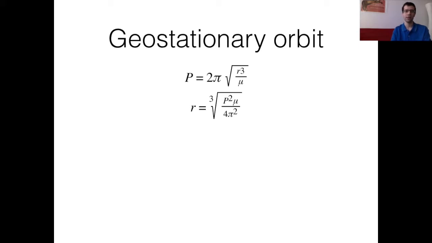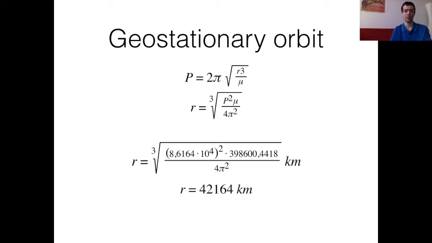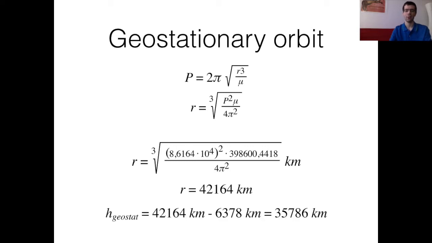Now we know the orbital period we need to achieve, and so we know all the important values except for the radius. So we can solve our formula for the radius, plug in these numbers, and we end up with a radius of 42,164 kilometers. However, we want to compute the altitude for a geostationary orbit, so we have to subtract the radius of our Earth once again. Notice that this time the radius is a little bit larger, because I now take the equatorial radius of our Earth and not the mean radius. Finally, we end up with an altitude of 35,786 kilometers, and this is the altitude for a geostationary orbit.